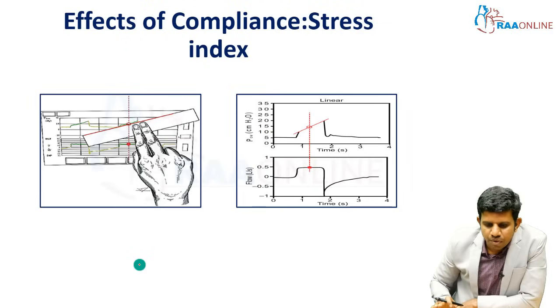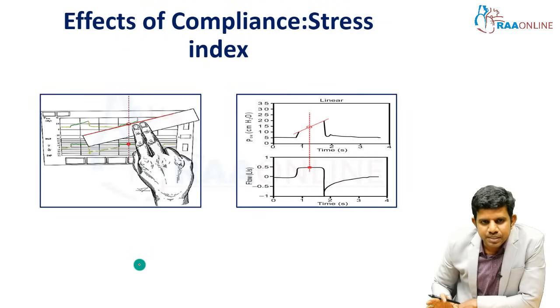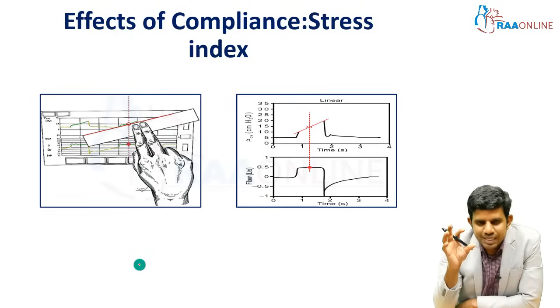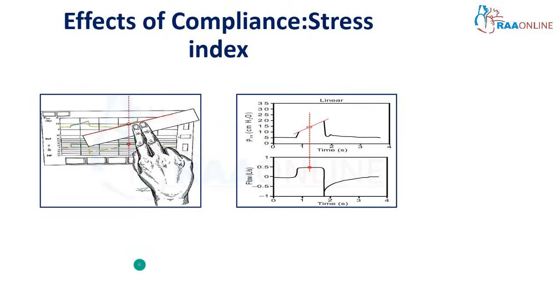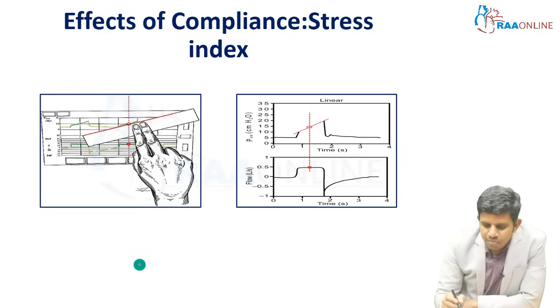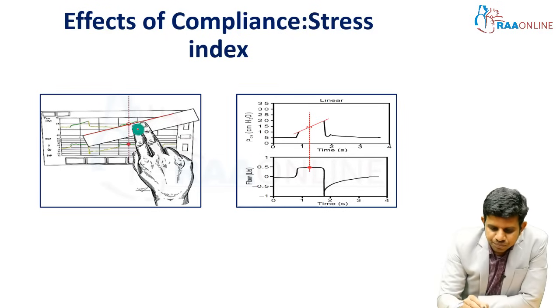So the second thing we should know about compliance is the stress index. Stress index is a mathematical equation. It gives an idea about non-constant elastance by interpreting the slope of the pressure time scalar. What is actually the stress index? Normally, this is the pressure time scalar.